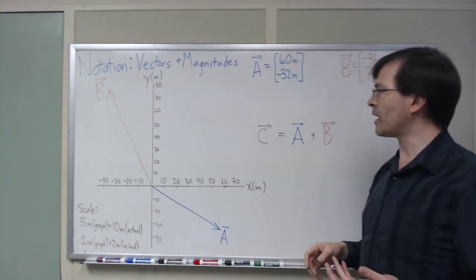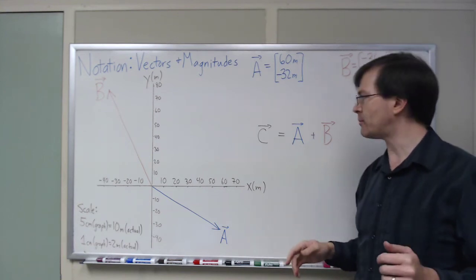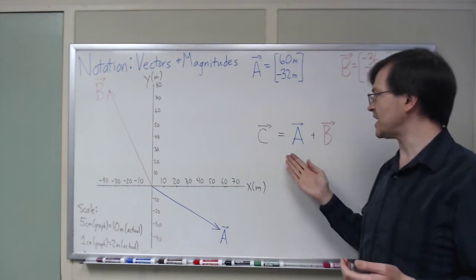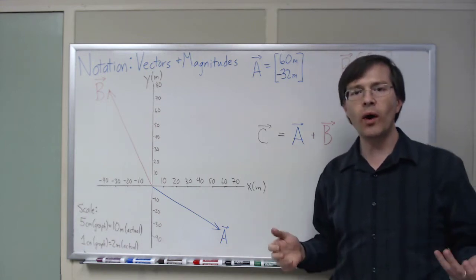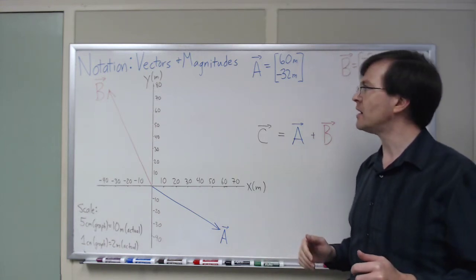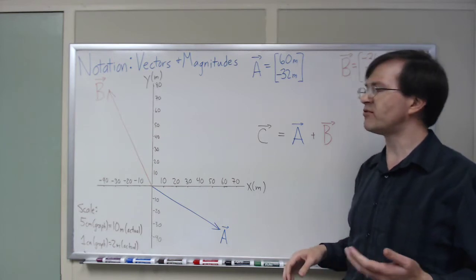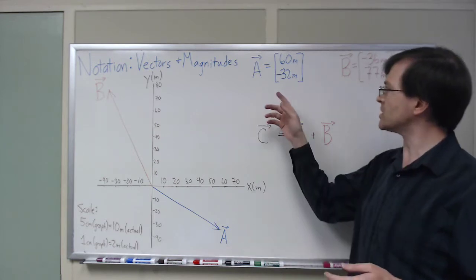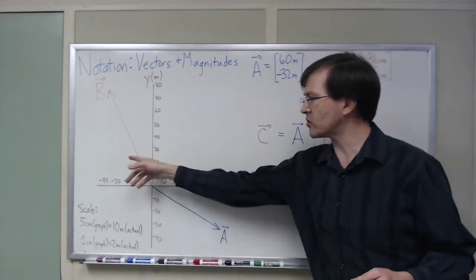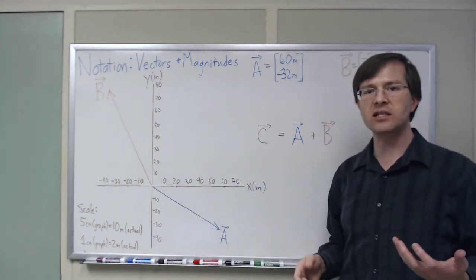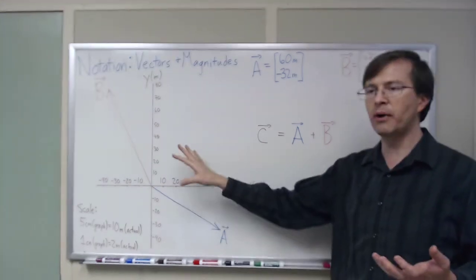And I'm going to want to talk about an equation like this one, C equals A plus B. That's what I want to talk about. But before I do that, I want to point out the difference between vectors and their magnitudes. So these are vectors in components. These are vectors drawn as distances as arrows on my graph.